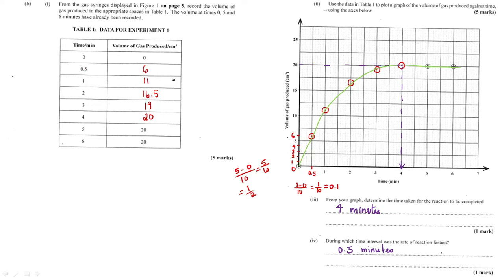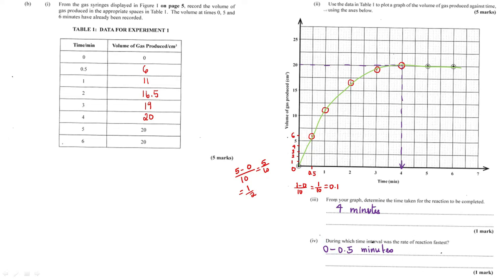You subtract 6 from 11 you get 5, and then from 1 to 2 you had, let's see, 11 from 16 is 5.5 somewhere there, and then as you go you see it just decreases. 16.5 from 19, that'll be 2.5, and then between 3 and 4 that's 1. So you could see from the difference here that it was the most between 0 and 0.5. So this is the time interval, between 0 and 0.5. That was the fastest interval, the fastest rate of reaction.